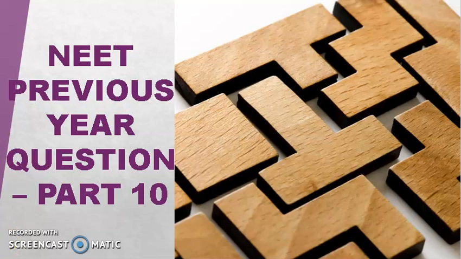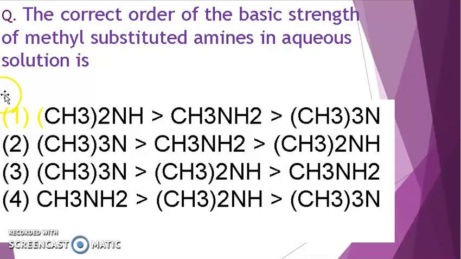Okay, so let's go to the first question now. The question is: the correct order of basic strength of methyl substituted amines in aqueous solution is. They have given four options here. Here are the tertiary, secondary and primary amines. So before that, let's confirm the basic strength of the methyl substituted amines in aqueous solution.